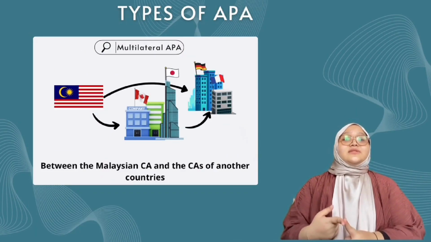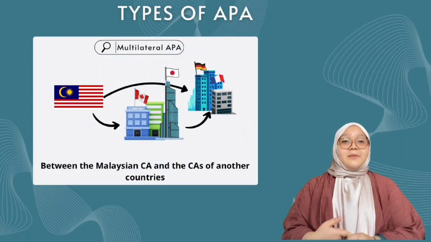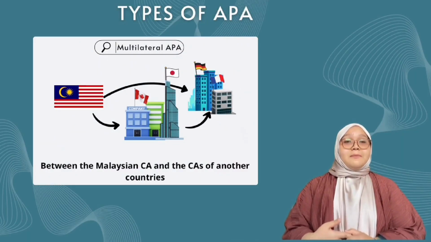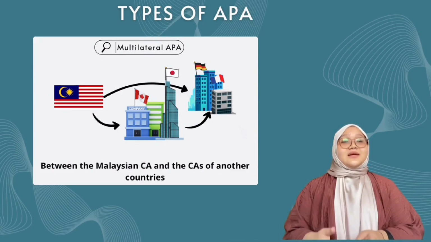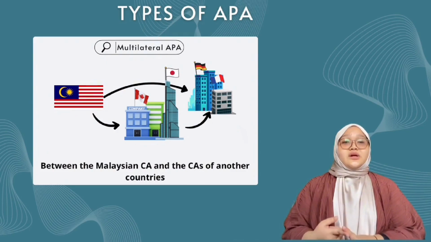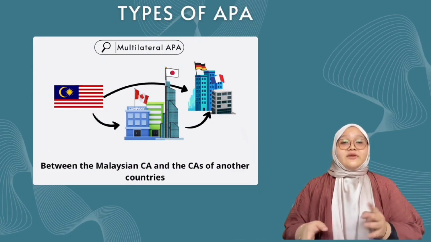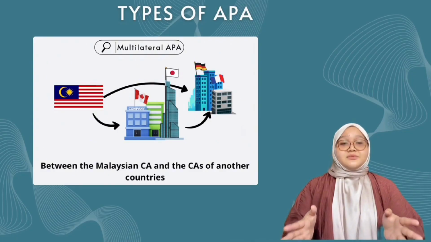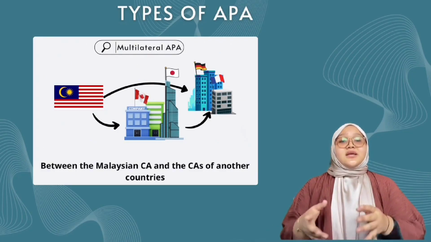So finally, there's a multilateral APA or MAPA. This is similar to BAPA, but it involves Malaysia and multiple other countries at the same time. So in short, all these APAs are binding on everyone involved, but of course they are subject to the terms and conditions stated in the agreement.